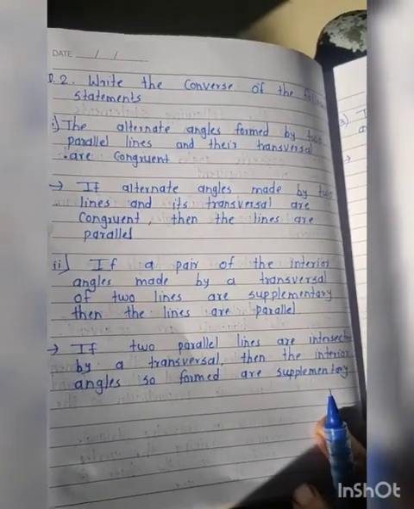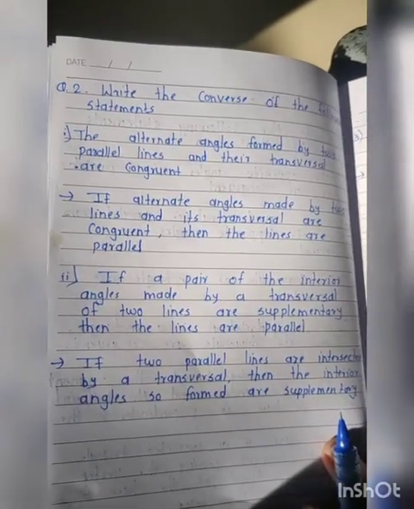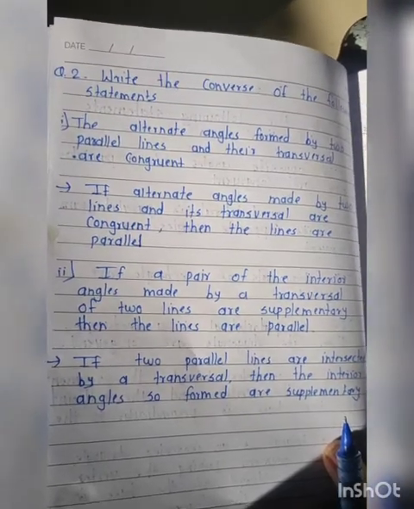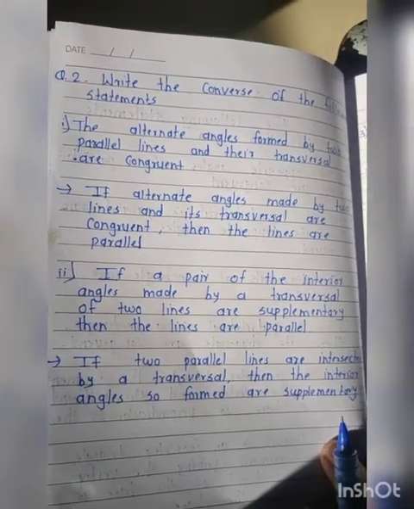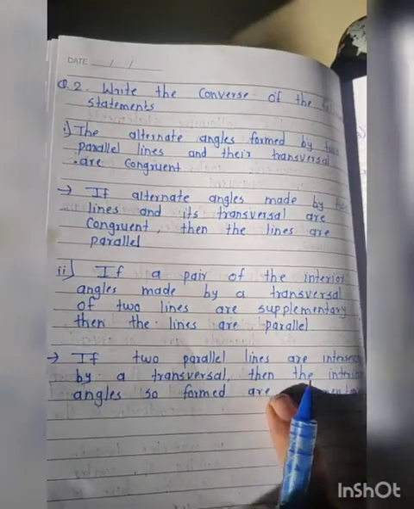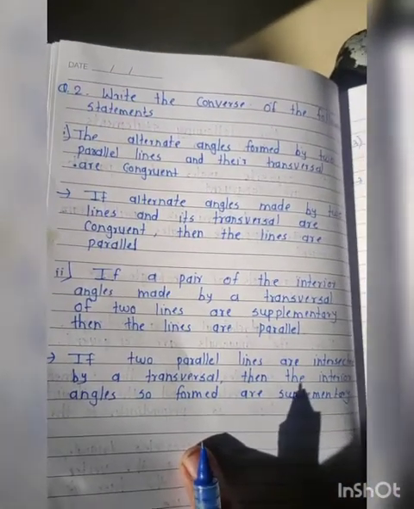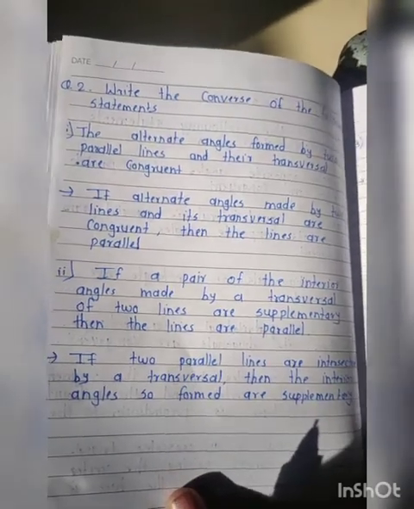If a pair of interior angles made by a transversal of two lines are supplementary, then the lines are parallel. Now we write the converse of this statement. If two parallel lines are intersected by a transversal, then the interior angles formed are supplementary.